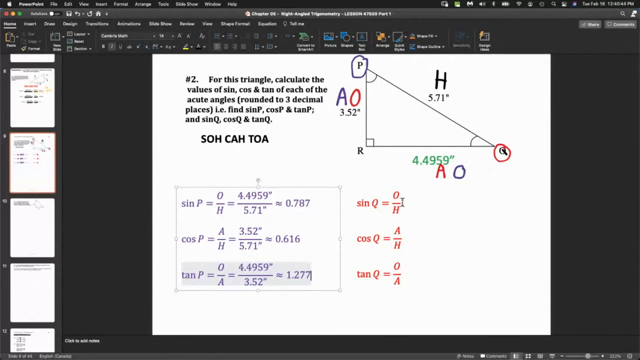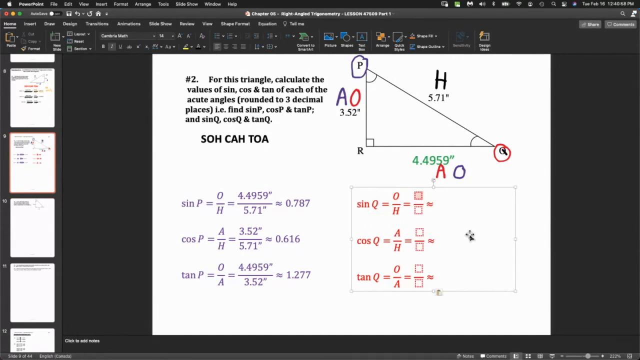So let's go over here and do the same thing with Q. So now you're using the red letters. So the red letters, here we go. 3.52 over 5.71. What do we have there? Oh, wait a second. We don't need a calculator for this. Why is this one easy? Tell me in the chat, why is this one easy? Do you notice a trick or a shortcut? Who sees the shortcut? Yeah, the answers are there already.